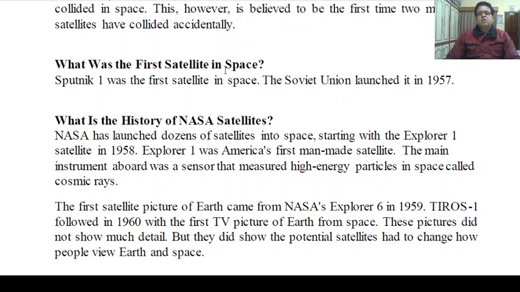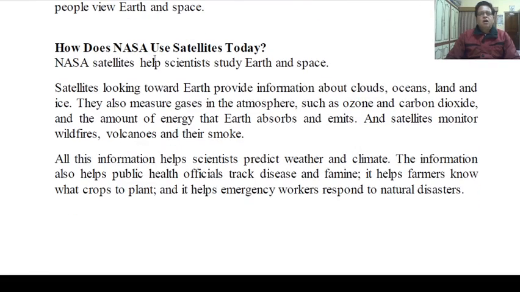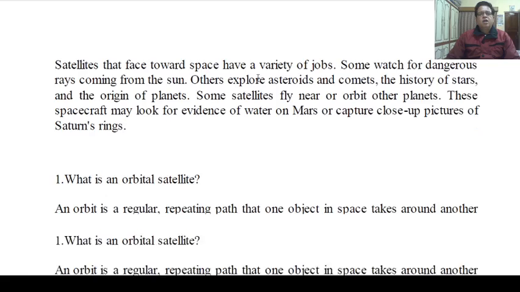What was the first satellite in space? We know Sputnik. Sputnik was the first satellite in space. The Soviet Union launched it in 1957. What is the history of NASA satellites? How does NASA use satellites today?